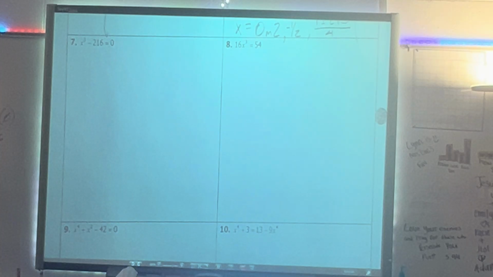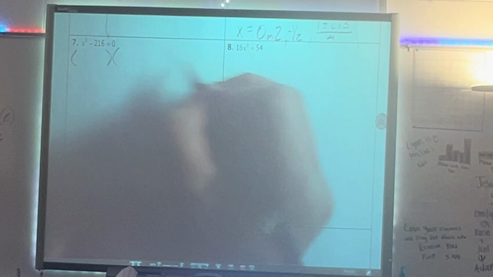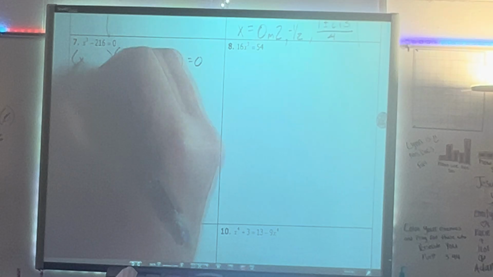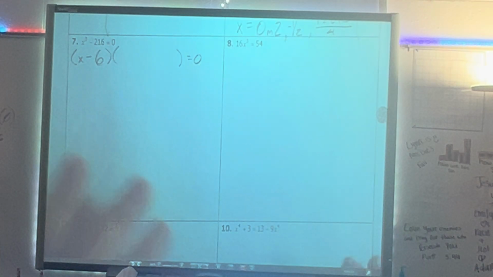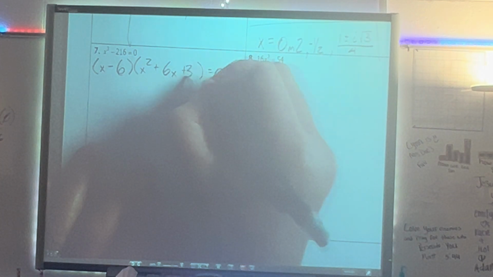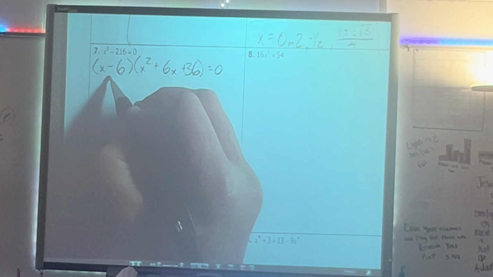Okay, let's take a look at this one. What is it? It's a difference of cubes. Alright, so what goes in my first parentheses? Minus what? Y'all better learn your cubes. This can take you forever. Alright, when I solve this, it becomes what? Positive 6.